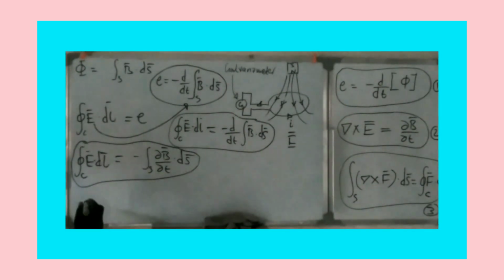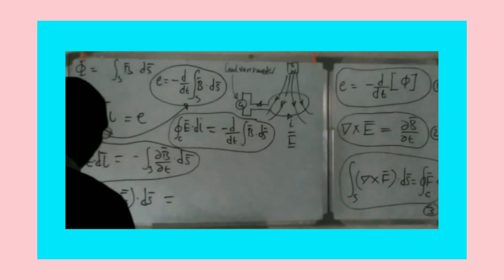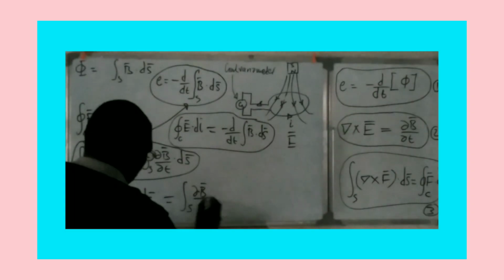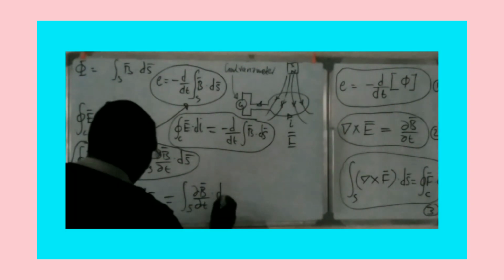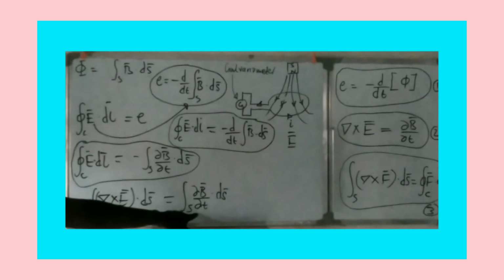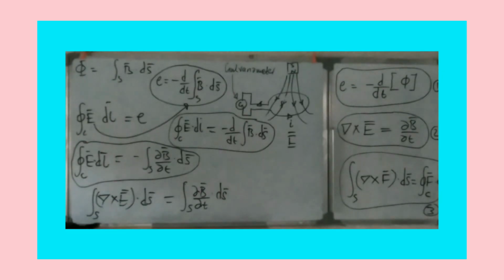Therefore, now we can write the surface integral of curl of E ds is equal to minus the surface integral of partial B partial t ds. Now, over here it's a surface integral, and here it's a surface integral. And the surface over which we are integrating on the right hand side is the same surface we are integrating over on the left hand side.